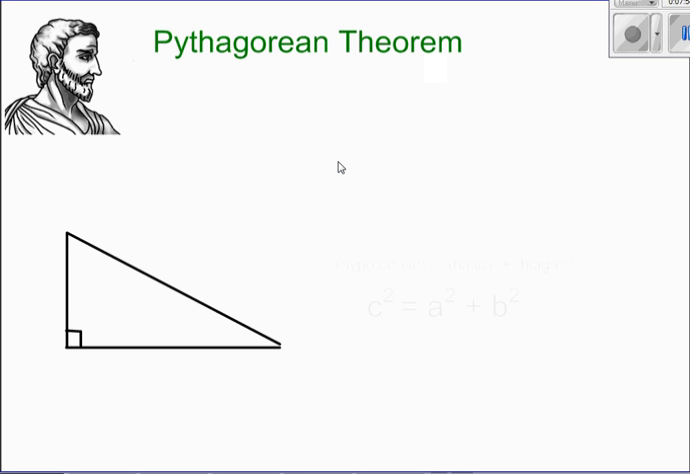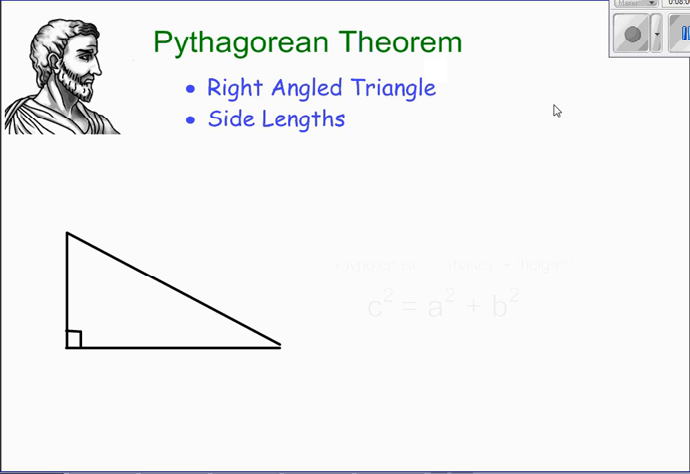Okay, so here's what you should know about the Pythagorean theorem. It's a theorem that relates only to right-angled triangles. So make sure that if you want to use the theorem, you see this 90-degree symbol or this perpendicular symbol. And it's a theorem that relates to the side lengths of a right-angled triangle.